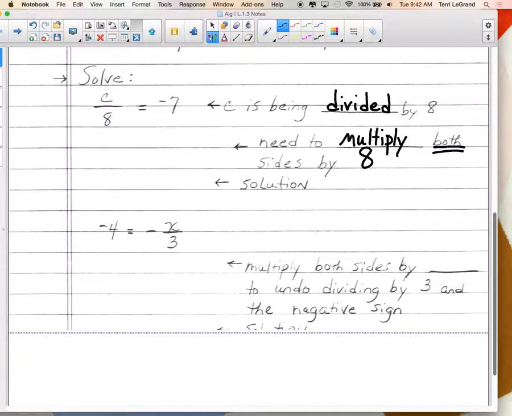So we're going to show that we're going to take 8 times this side, and 8 times the other side. And we're going to use multiplication dots, not the x, because otherwise we might think we've introduced another variable. Well, on that left side, we have a fraction, C over 8. What is 8 as a fraction?